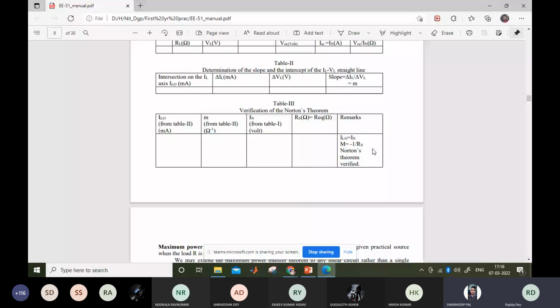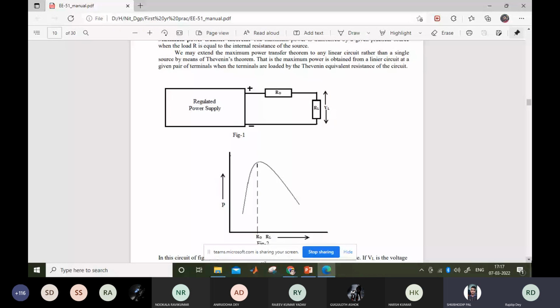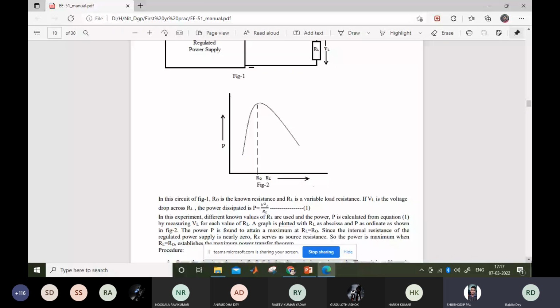So what did you get from this table? If it is matching, then why is it matching? If it is not matching, you have to write why it is not matching. And if it's not exactly matching, that time also you have to mention why it is not exactly matching. Similarly, for this one also, you have to write down the theory.